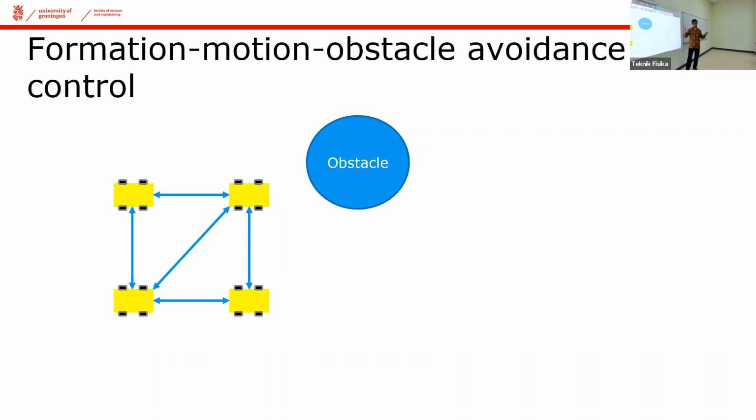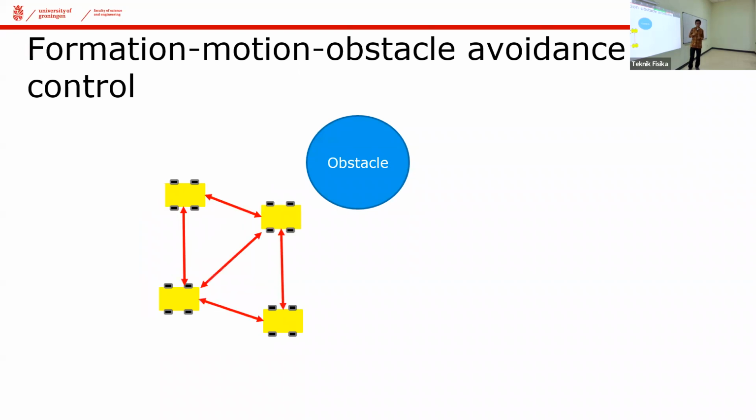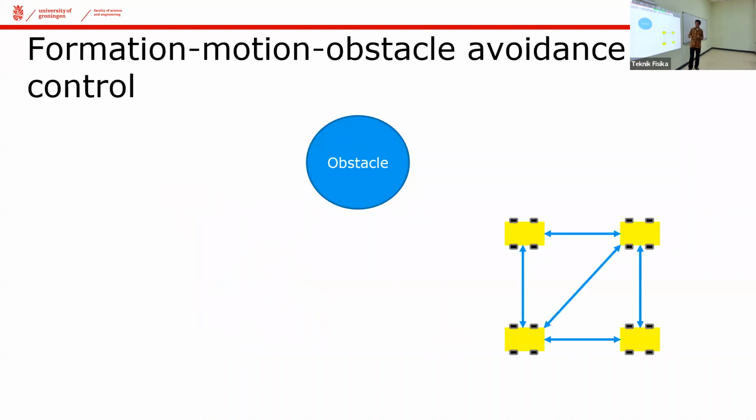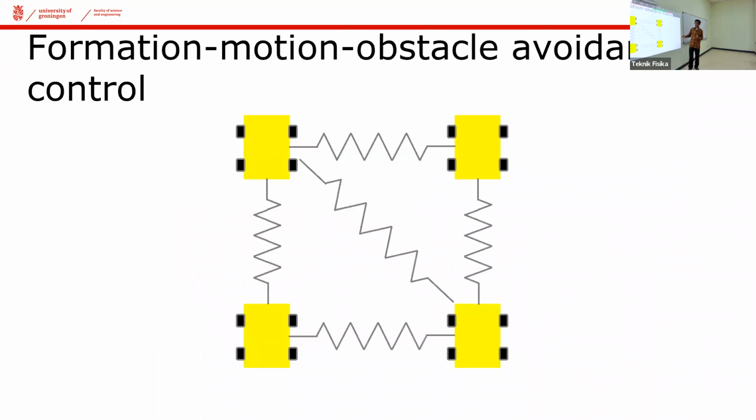So the other agents do not know of the presence of an obstacle in the room. What happens is that the agent on the top right tries to evade this obstacle. As a result, the whole group will be deformed. So they no longer have the right formations, and that is something that we would like to minimize as much as possible. So how do we rectify this problem?